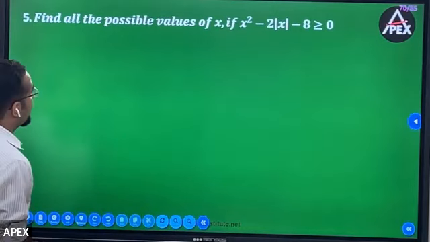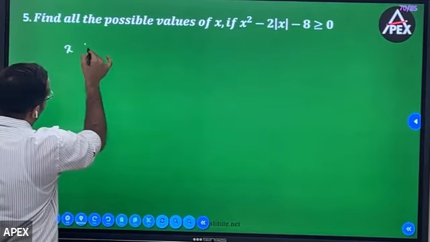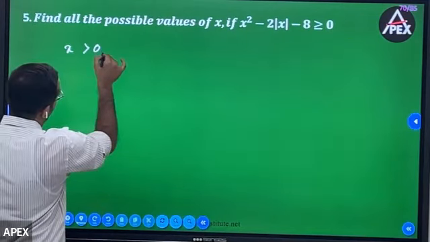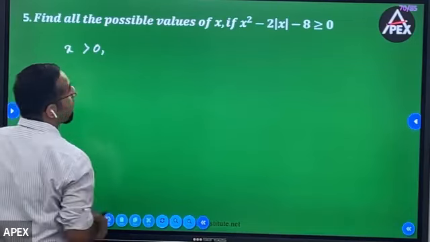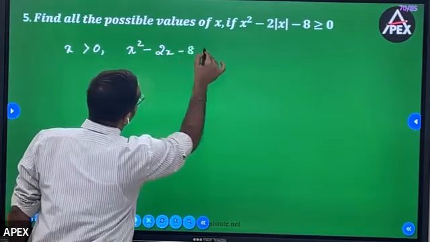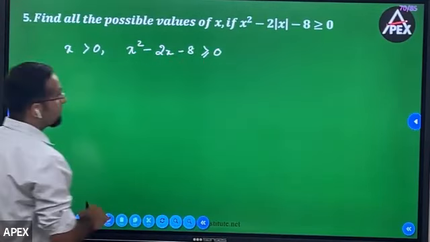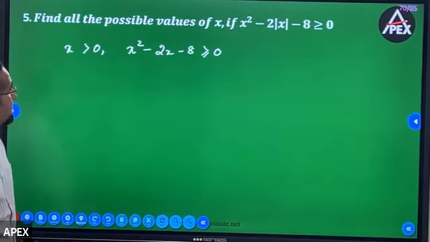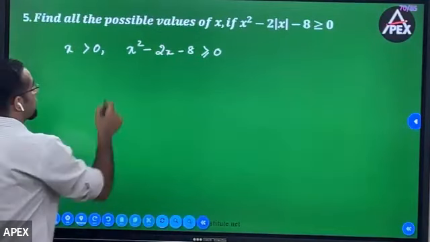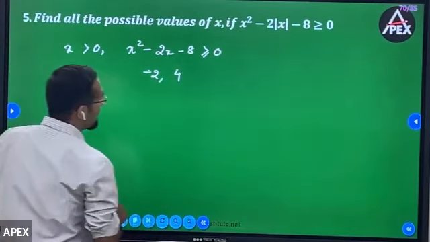Yeah, let's look at this case. So I would again take the same thing within the mod. I have only x, so I'm taking if x is greater than 0. So what do I get? I get x square minus 2x minus 8 is greater than or equal to 0. So what are the roots of this equation? Minus 4 and plus 2, right? Which means minus 2 comma 4 are the roots.